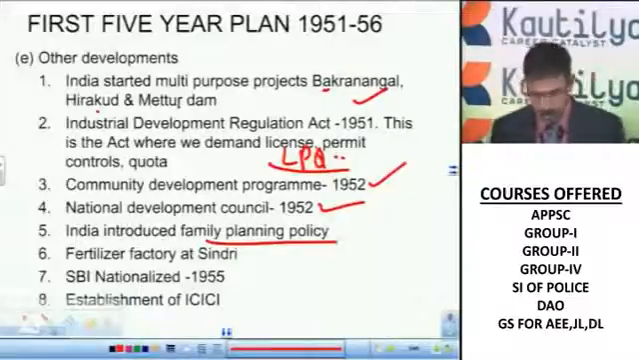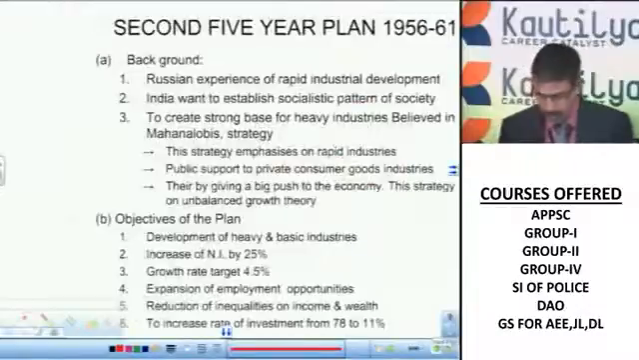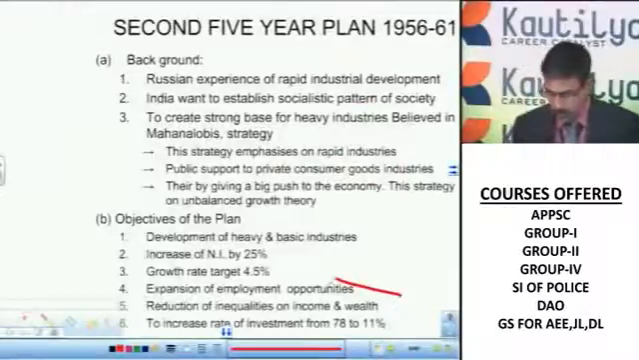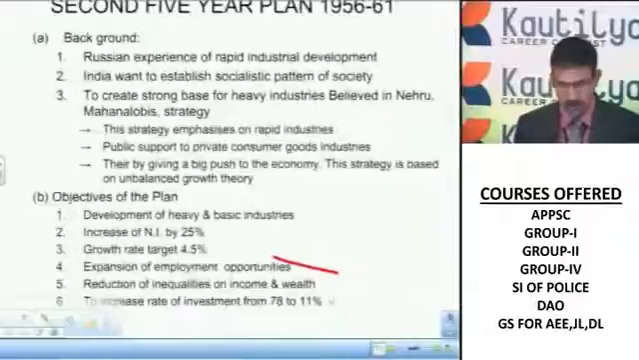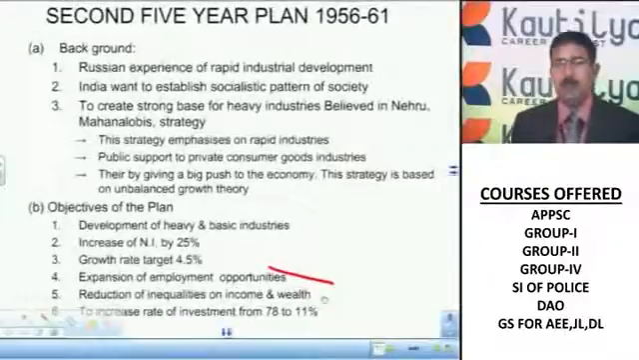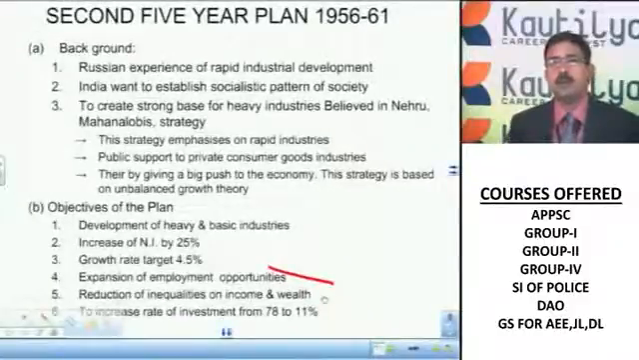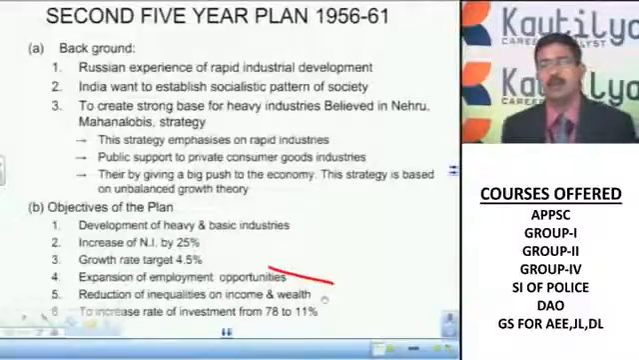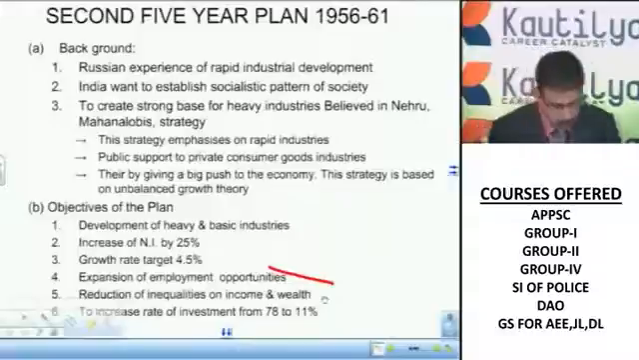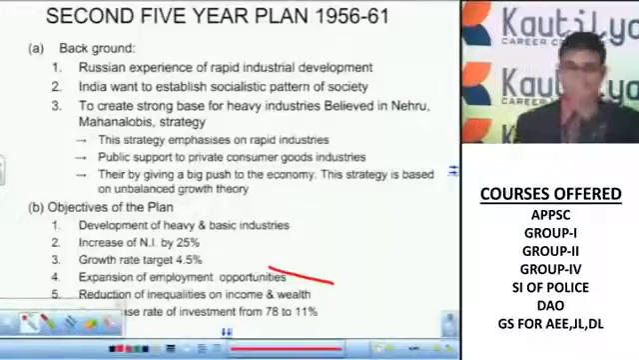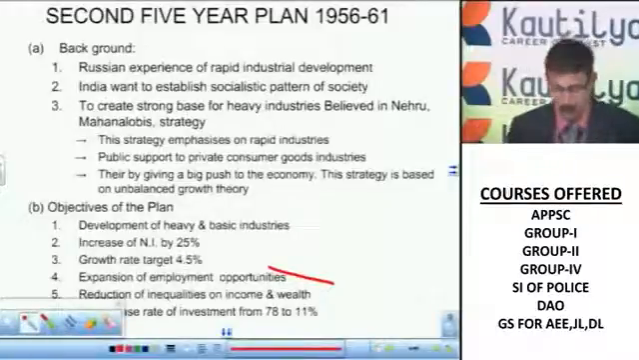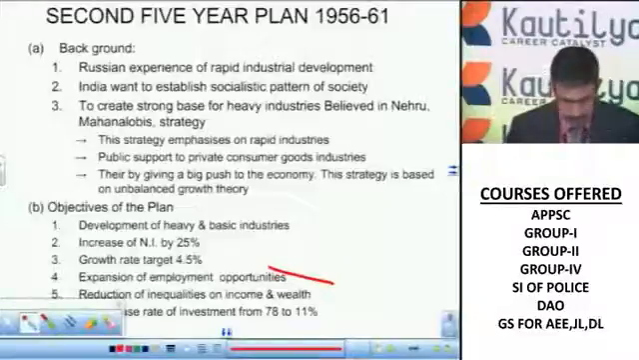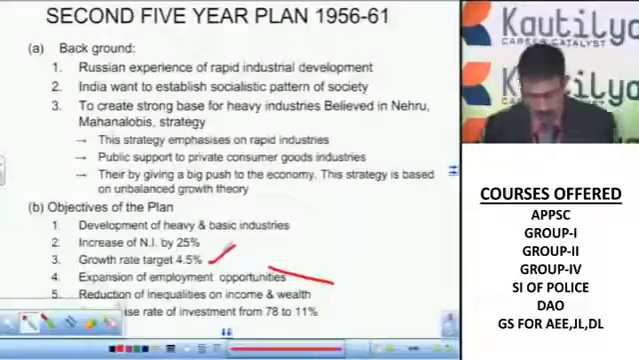Well, when it comes to the second 5-year plan, what was the backdrop against which it was launched? After giving top priority to agriculture, India wanted to jump into the industrial mode of development. It wanted to establish a socialistic pattern of society by giving top priority to industries, and the growth target it put up is 4.5%.